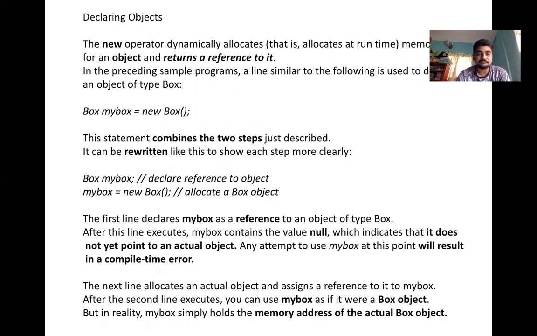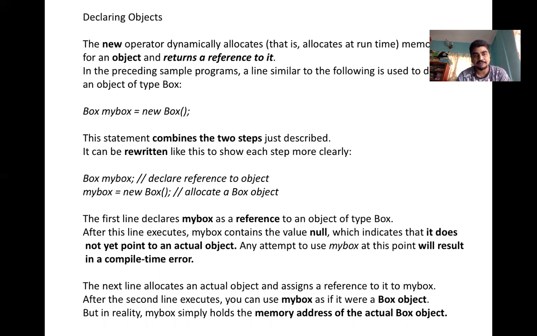Now, how do we declare an object? There is an operator called the new operator. The new operator is basically used to dynamically allocate memory space, and it returns a reference to it.